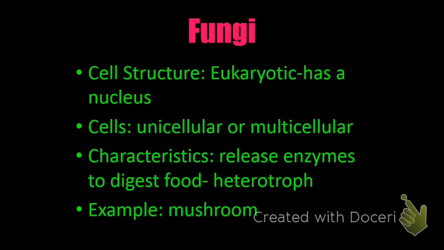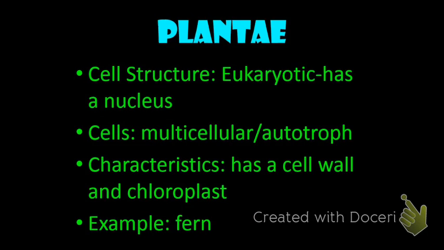Then we have the plant kingdom. They're also eukaryotes. They have a nucleus. They are multicellular. They are autotrophic, and they carry out photosynthesis. They also have the cell wall and the chloroplast as unique organelles. In the chloroplast is where photosynthesis takes place. And ferns, trees, flowering plants, all of those would be examples of members of the plant kingdom.